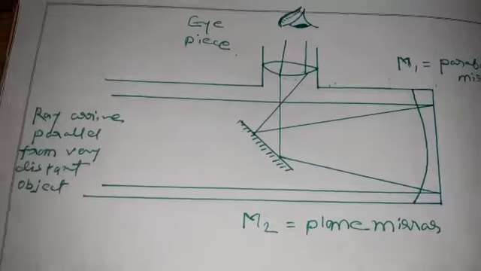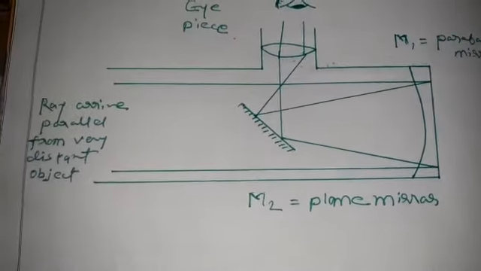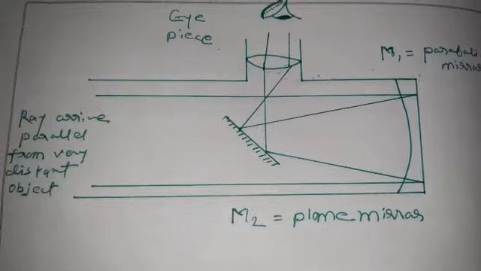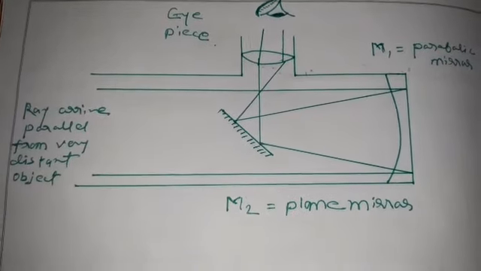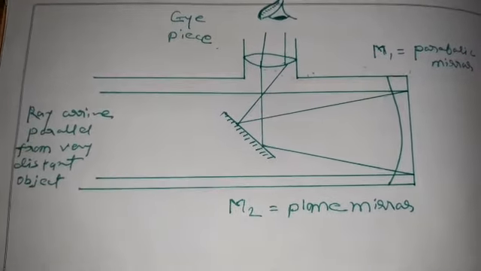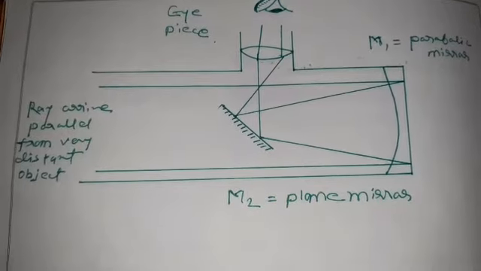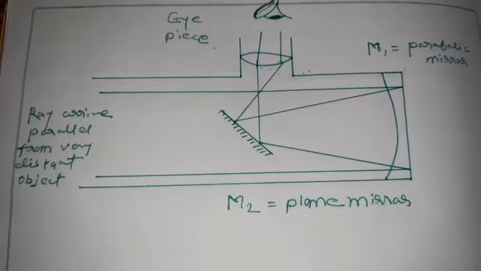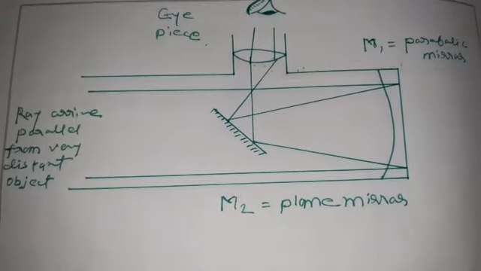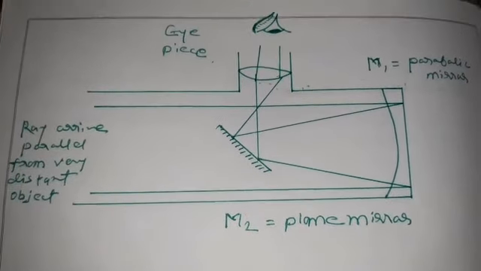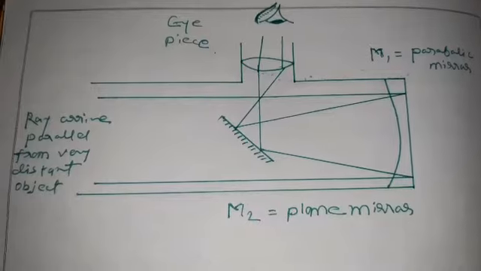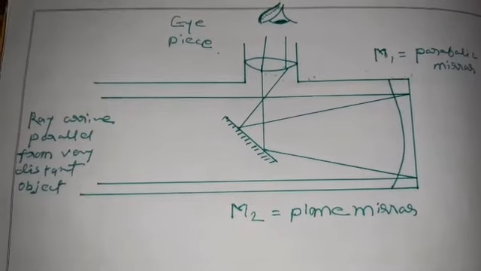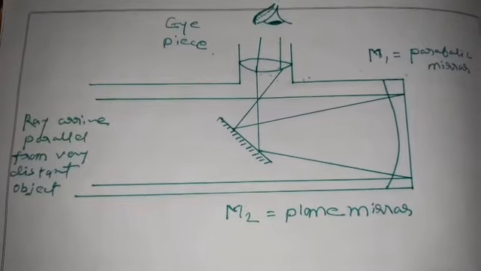Okay students, this is the end of your chapter. This was your last optical instrument. We have one more topic, that is the advantages of reflecting telescope over refracting telescope. I will discuss this particular topic orally.